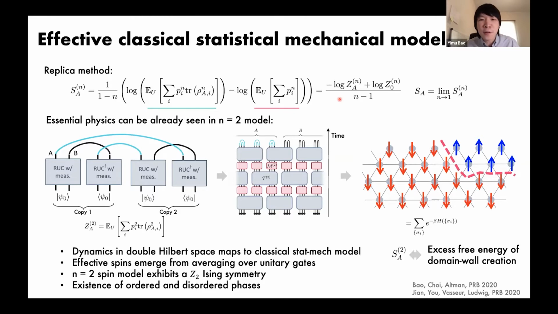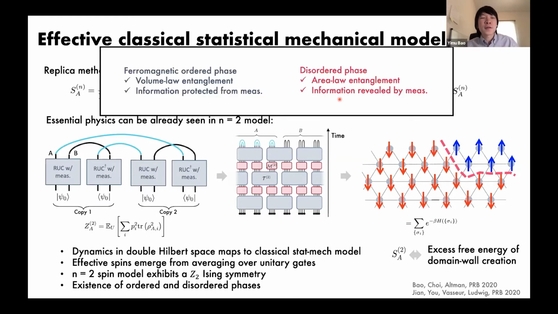And this allows an ordered and disordered phase and the ordering phase transition between these two. People have already understood that the ordered phase, the ferromagnetic ordered phase, corresponds to the volume law entanglement, and as we just understood from the previous slide, this corresponds to a situation when information is protected from being revealed by measurement. On the flip side, there's a disordered phase which is characterized by the area law entanglement, and this is really the situation when information is revealed by the measurement.